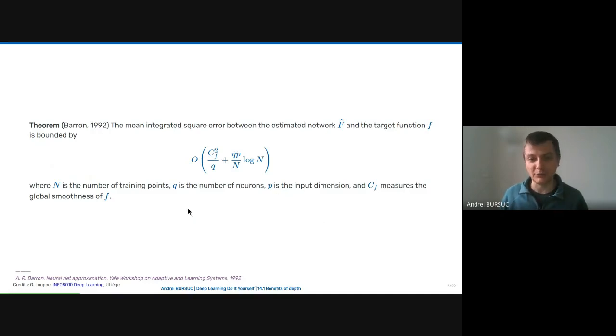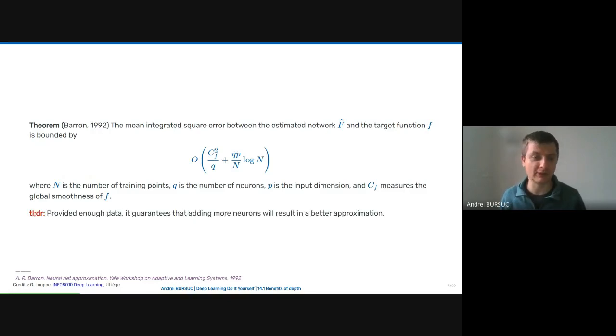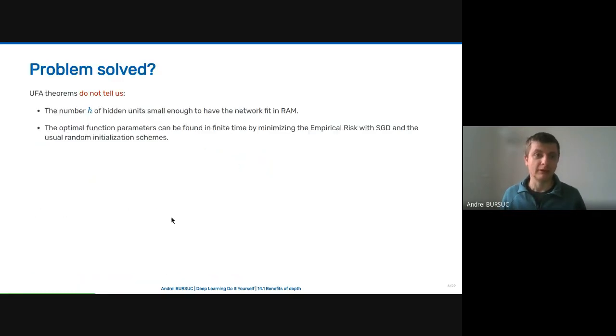So again, this looks like something fancy and difficult to digest, but the take-home message is that, providing enough data, this theorem guarantees that adding more neurons will actually result in a better approximation. So then, is this problem solved?